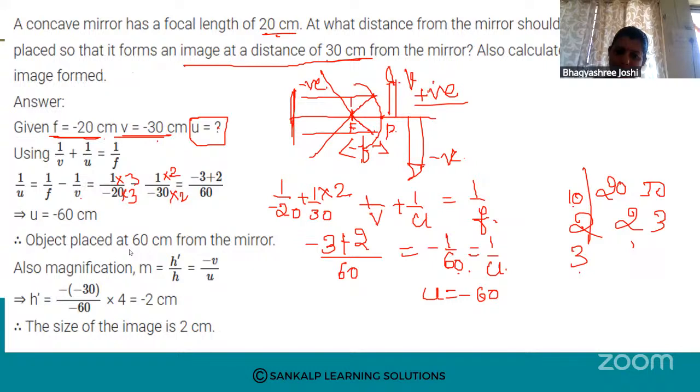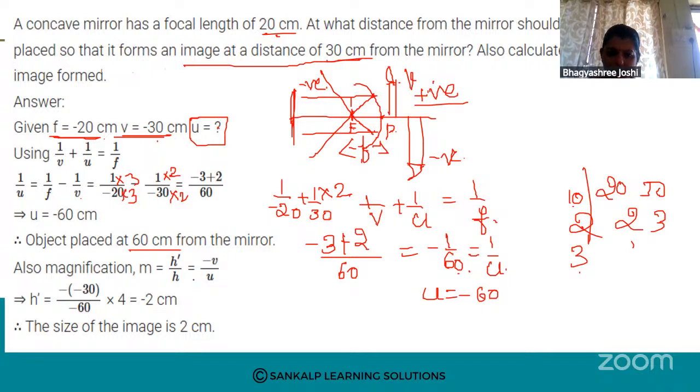Object is placed at a 60 centimeter from the mirror. So 60 centimeter means what? Object is placed at a 60 centimeter from the mirror. So this is concave mirror, and obviously object is placed on the left hand side. Therefore it is negative, minus 20.